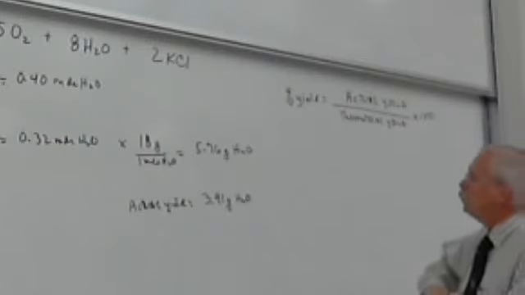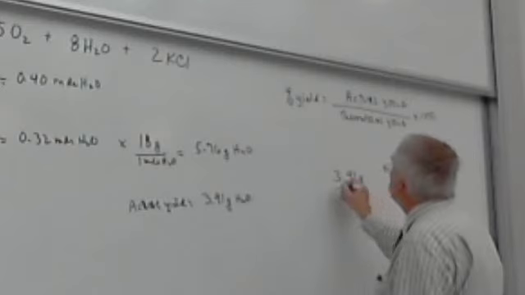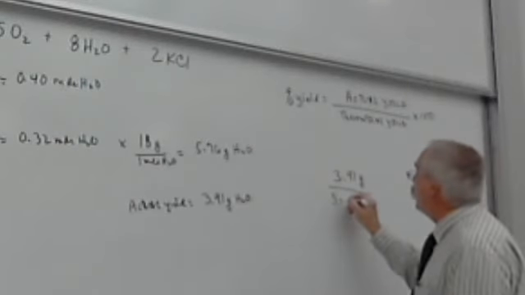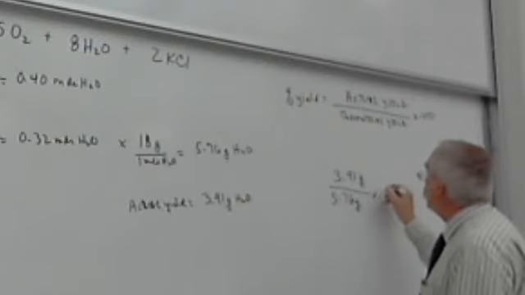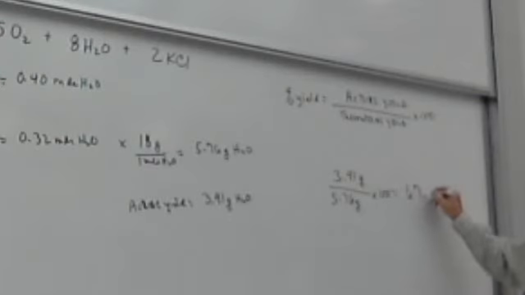In which case, we would put the actual yield, which in the case of our water problem here is 3.91 grams, over the theoretical yield, which we calculated to be 5.76 grams, and multiply by 100. And so our percent yield here would be about 67.9%.